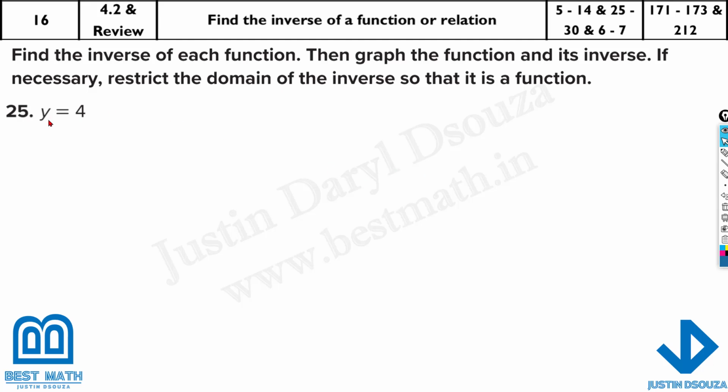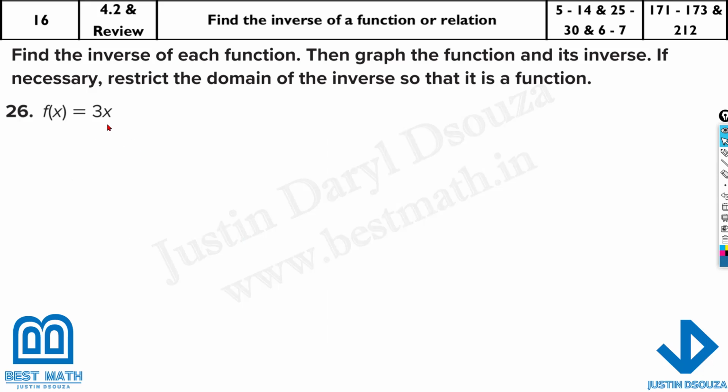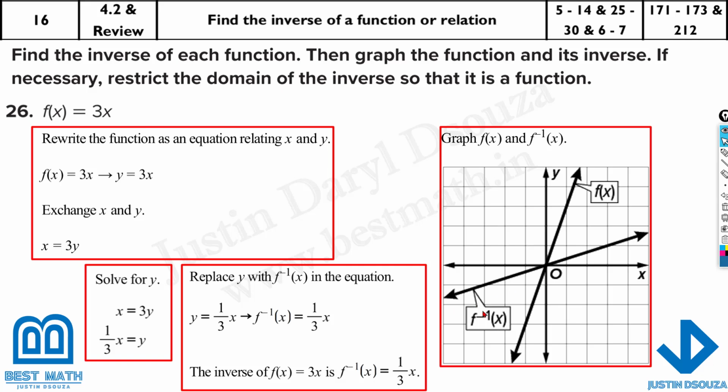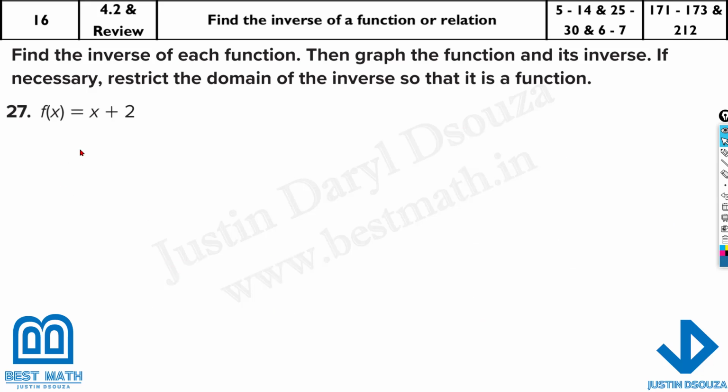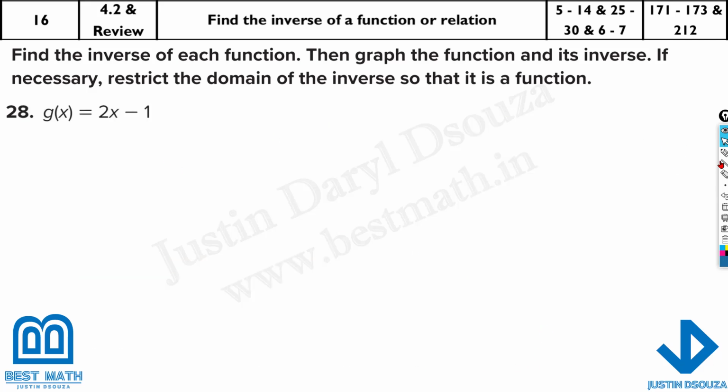Now, how do you find the inverse of this? y is equal to 4, that is x is equal to 4. Very simple. Just make y as x because there's no other x term. That's it. And what about this one? It's 1/3 x. We did this a while ago. A very basic one again. Now this is going to be x minus 2. I guess we did this problem as well. x minus 2.